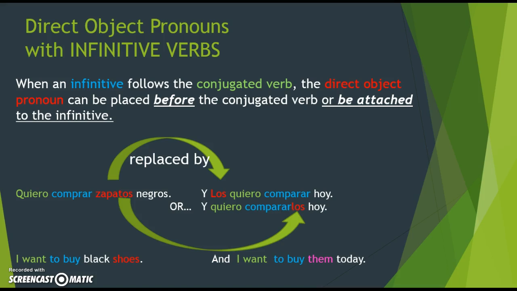Por ejemplo, quiero comprar zapatos negros. So the zapatos negros, that's my object. What do I want to buy? The black shoes. So now I'm going to replace zapatos negros with my direct object pronoun. It's masculine and plural, so I'm going to use the word los. So I can either, because there are two verbs here, quiero and comprar, place the los in front of my conjugated verb, which is quiero, or at the end of my infinitive verb, which is comprar. So I can say, y los quiero comprar hoy, or y quiero comprarlos hoy.